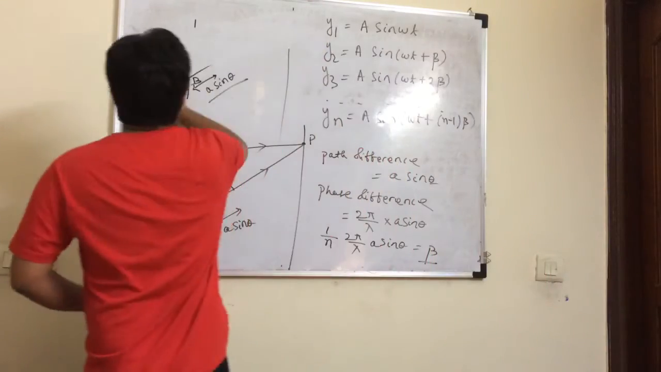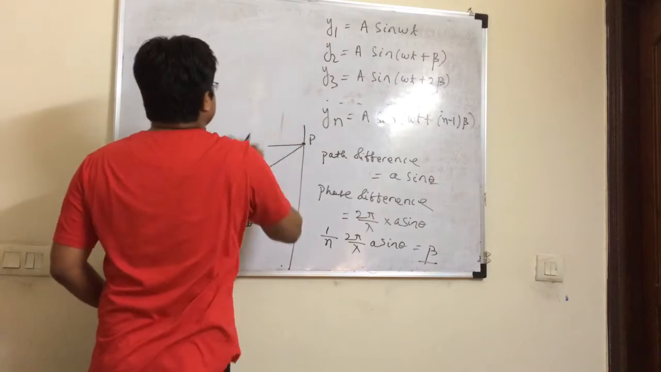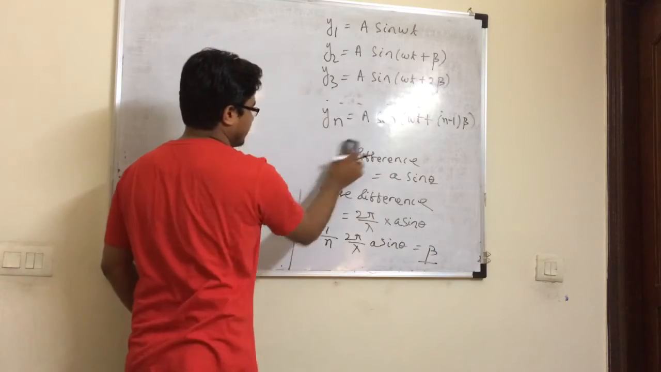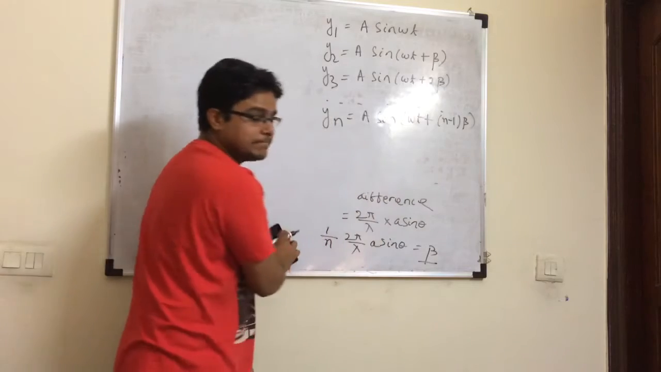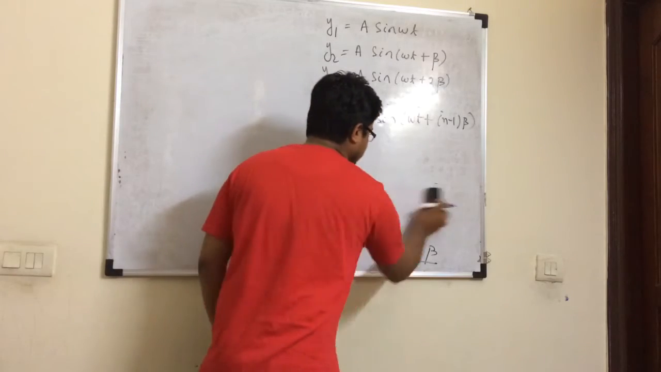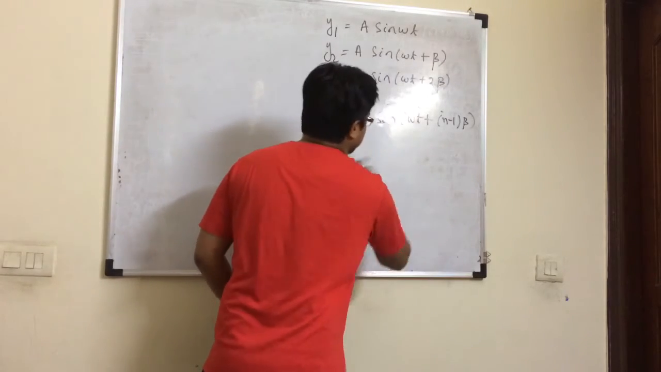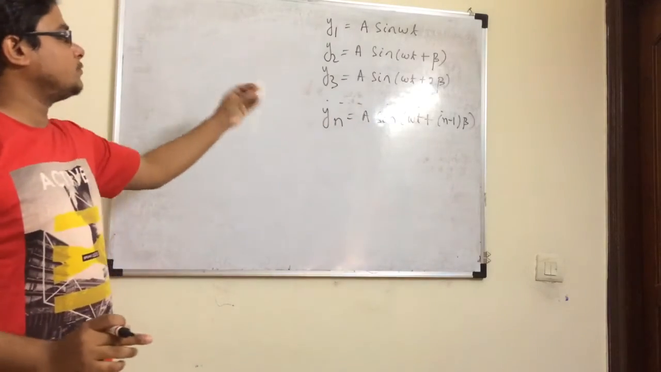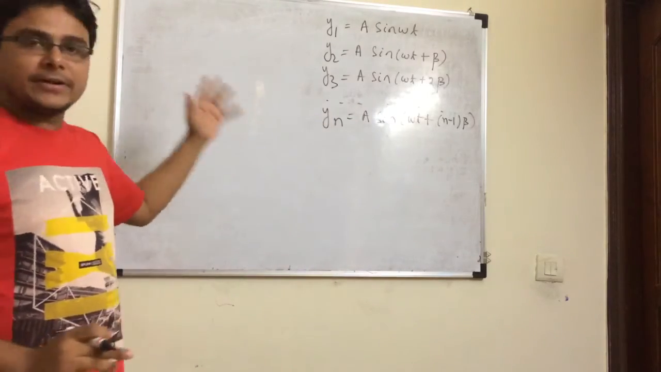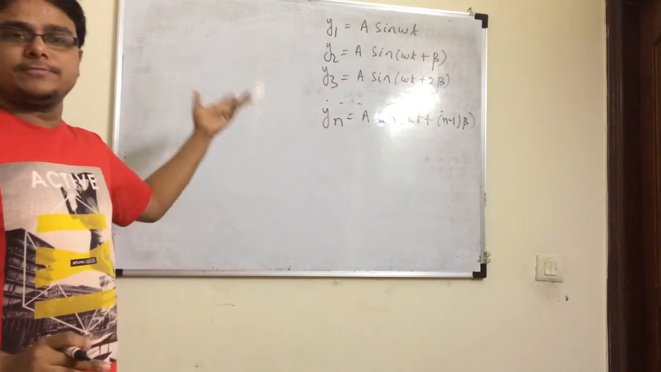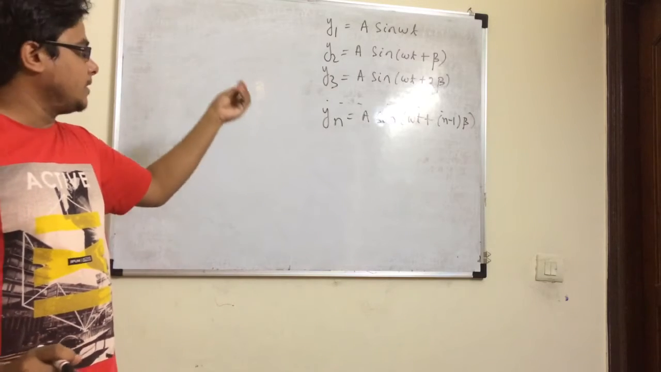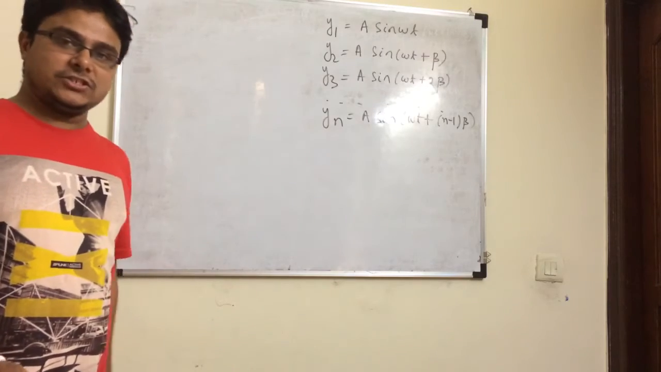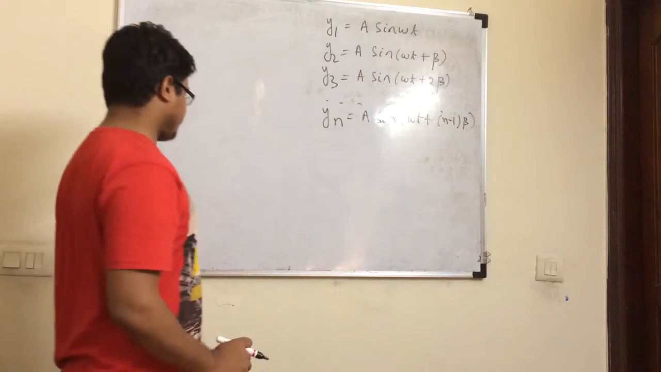So to find the resultant displacement at the point P, from which you will be able to find the amplitude as well as the intensity, we can take the linear combination of all these sources, y1, y2, y3 and yn, and write the final resultant wave. The resultant amplitude can be analyzed further to find the intensity distribution at the point P.